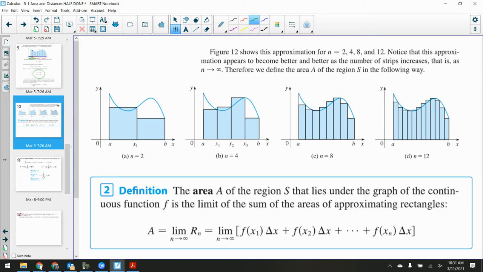So what is that equal to? Well, A is equal to the limit as n goes to infinity, I want to take that number of strips and send it to infinity, of the sum. Okay, what is the sum? The sum is interval times the y value, interval times the y value, interval times the y value, and so on. And what is the y value?